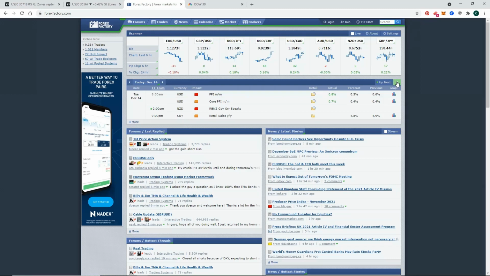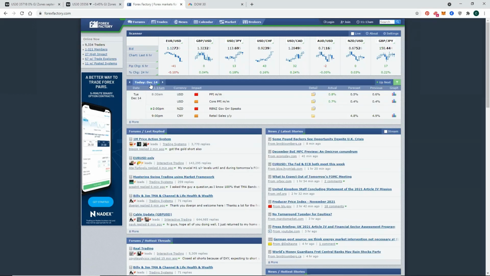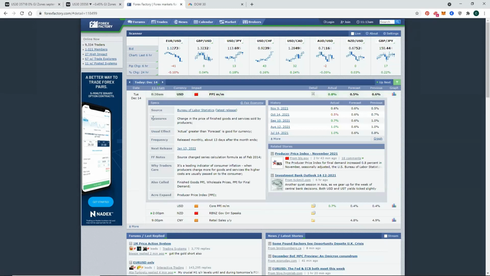When I come to forexfactory.com, the first thing I do is click on the filter tab, and I usually go by the most impacted news, which is highlighted by the red folder and the orange folder. You can also select which currencies you want to see news for and the type of news events that happen within the market. I select my filters, apply them, and this is just for today, December 14th. Today there was PPI news for the USD, and you can click this little folder and it gives you more details of what it's measuring, and a comparison to the previous month as well.